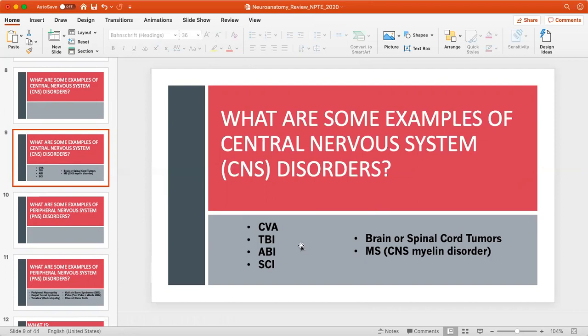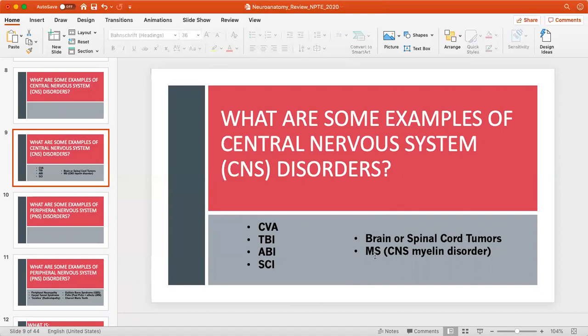So brain dysfunction or brain disorders, and I'm sorry about the acronyms, but it just makes for a cleaner slide. So CVA, or cerebrovascular accident, commonly known as stroke, that's going to be a brain injury, traumatic brain injury, acquired brain injury, spinal cord injury. All of these things are going to be injuries or are going to present with deficits of the central nervous system. Brain or spinal cord tumors could be another thing.